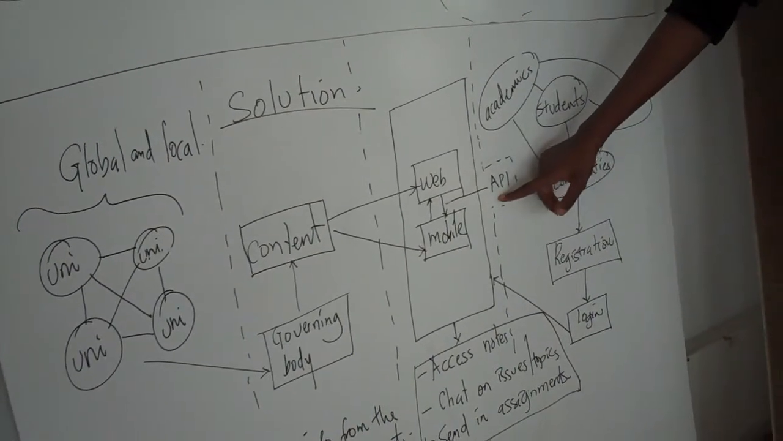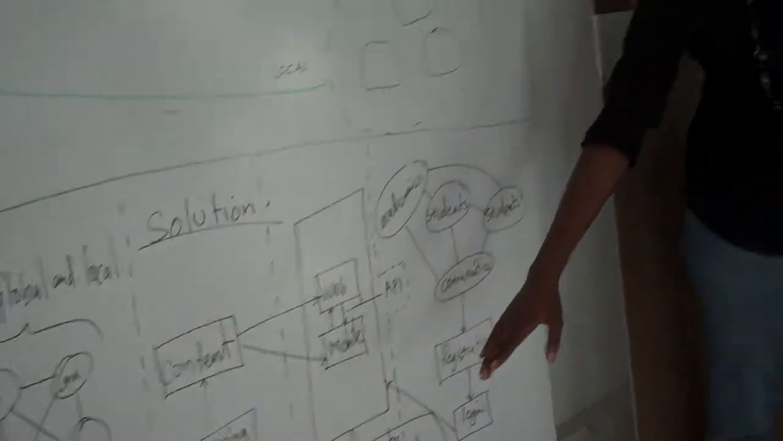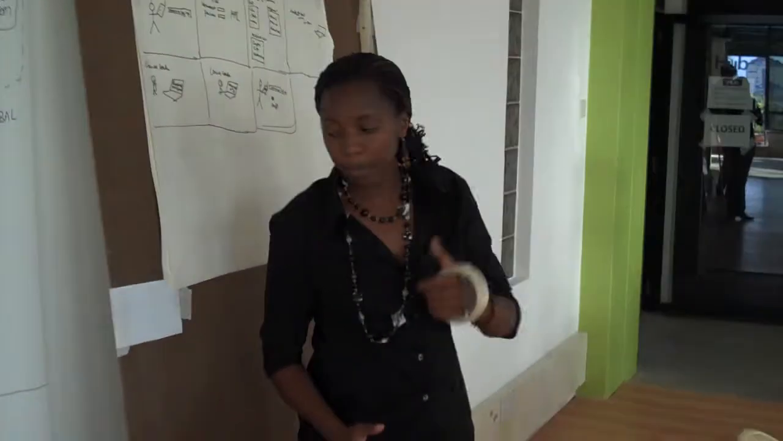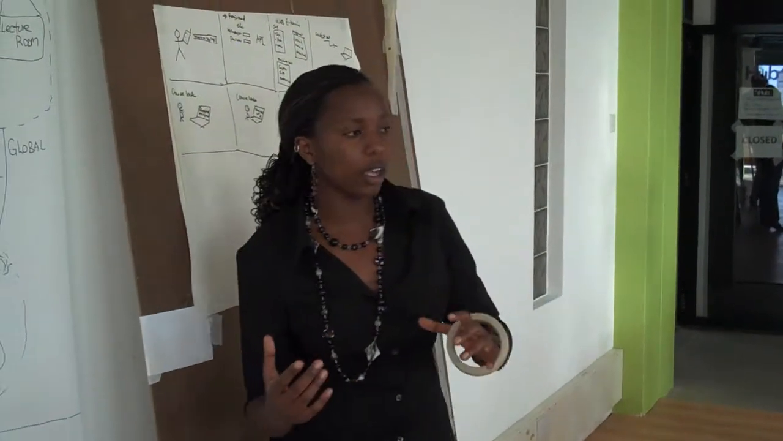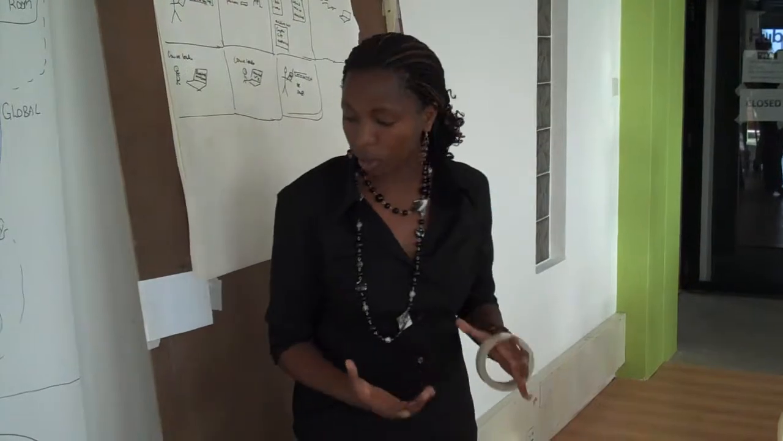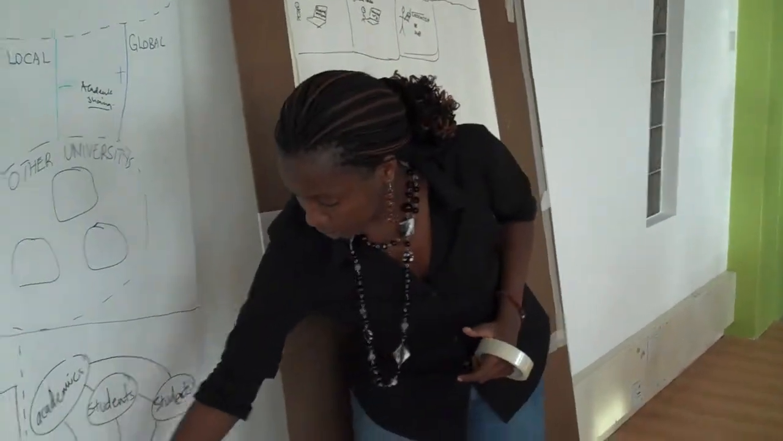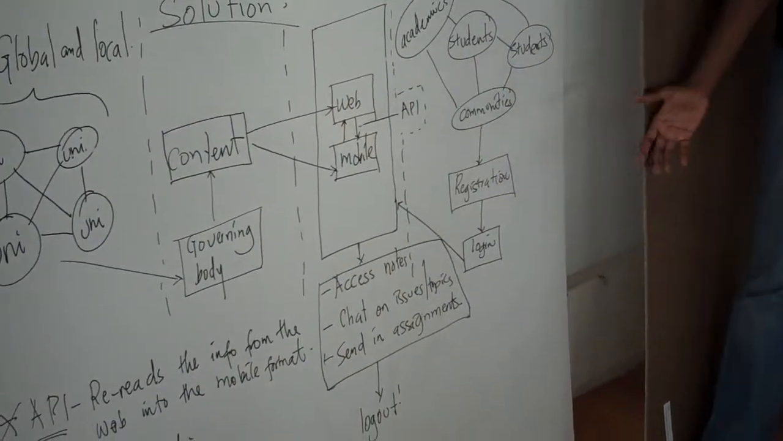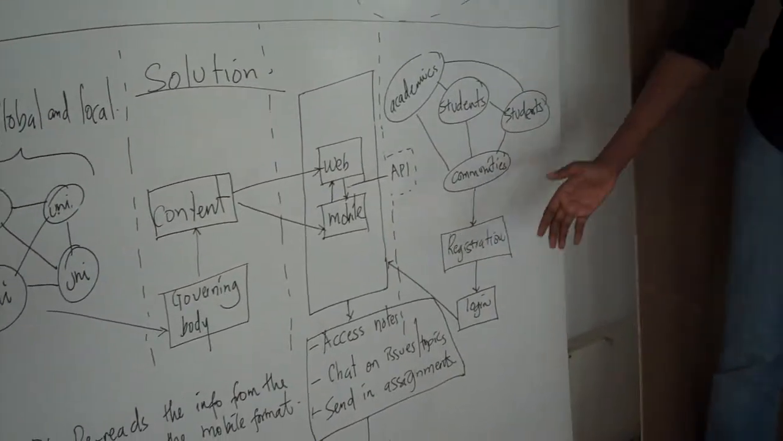We had the main solution of what we're doing, which is developing an application programming interface, an API, that will determine if I'm logged in using a mobile phone, what kind of information am I going to send in? If I'm logged in using a laptop or a computer, what kind of information am I going to send to you? So once you're logged in, you can access your notes, you can chat on issues and topics with your fellow students, you can also send in your assignments, and you can log out.